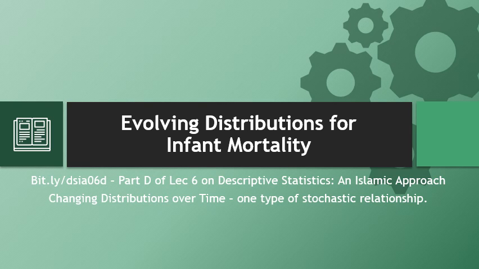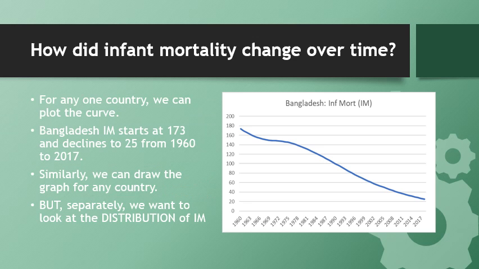This is part D of lecture 6 on Descriptive Statistics and Islamic Approach. In this portion, we will deal with how the distribution of infant mortality has changed over time. This is a type of a stochastic relationship that we studied in a previous lecture. The question we want to study is, how did infant mortality change over time?